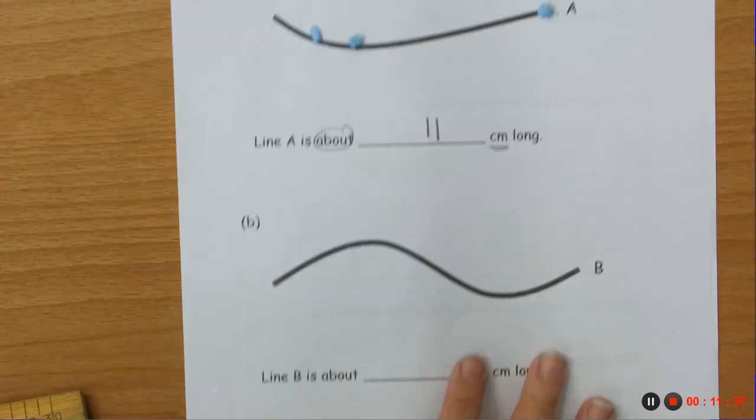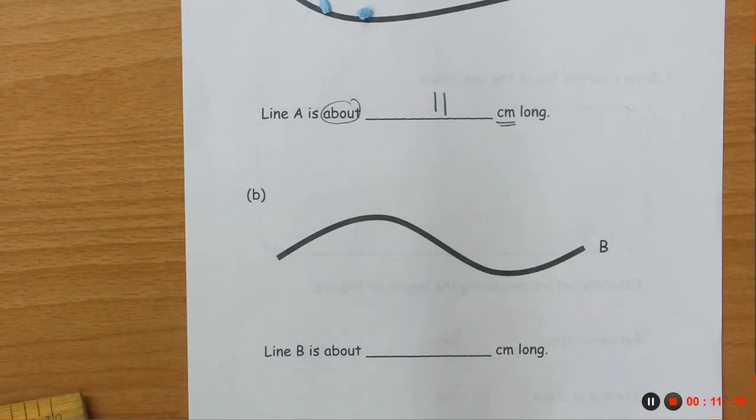Anybody got an answer for line B already? Oh, what's your length? 30? 40? Oh, who is it that needed a ruler just now?